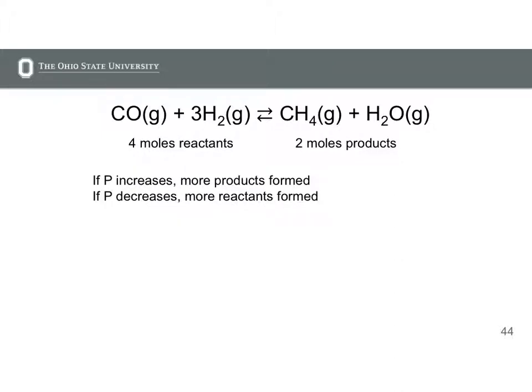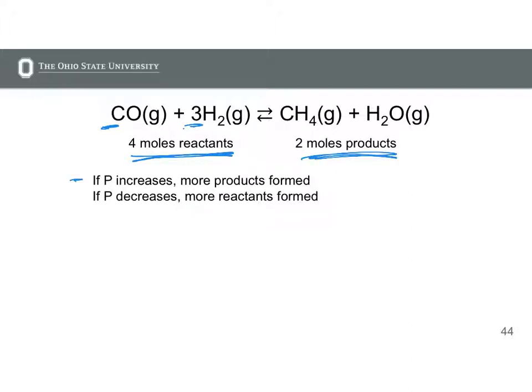Here's a real example where we have carbon monoxide and hydrogen gas in equilibrium with methane and water in the vapor phase. So I just wanted to point out here on this slide the moles of reactants and moles of products. So you simply add up the stoichiometry. So there's a total of 4 moles of reactants, total of 2 moles of products.